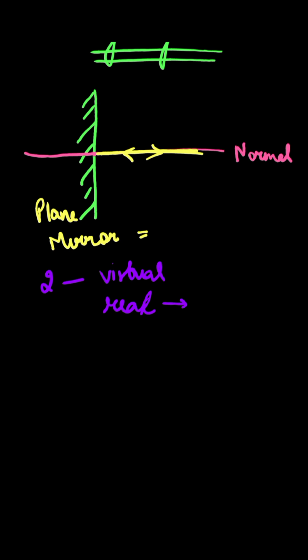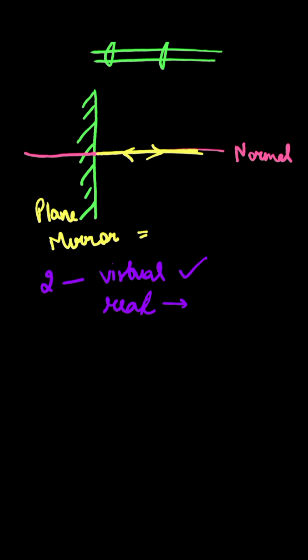That is, it cannot be obtained on the screen. Now, the second property of the plane mirror image is it is laterally inverted. It means left and right sides are reversed. You will see that your left hand seems to be the right hand in the image and your right hand seems to be the left hand. This is because the image formed by a plane mirror is laterally inverted.